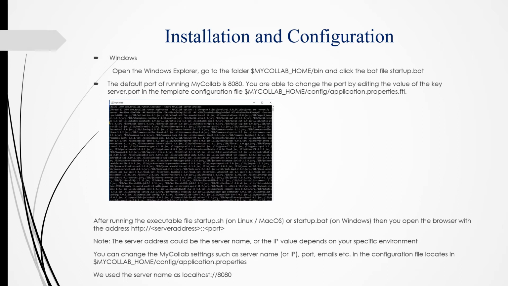After running the executable file or the startup.bat on Windows, we can open the web browser and it will directly open up the portal itself. The server address could be the server name or the IP address depending upon the specific environment. You can change the MyCollab settings such as server name or IP, ports, email, etc. in the configuration file also. So we do have the ability to do that. We use the server name as localhost itself.